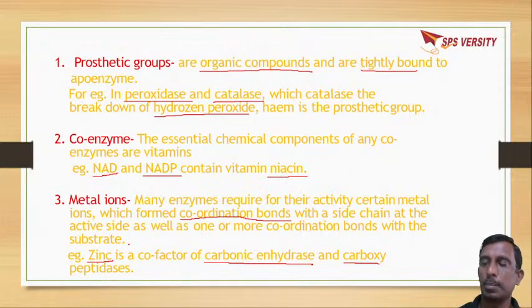So cofactors have 3 types: prosthetic group, coenzyme, metal ion. The prosthetic group is tightly bound and organic. Coenzymes are like vitamins. Metal ions are like zinc, which is a cofactor of carbonic anhydrase. So these are the different types of cofactors present in an enzyme, the non-protein part. The protein part is called apoenzyme.